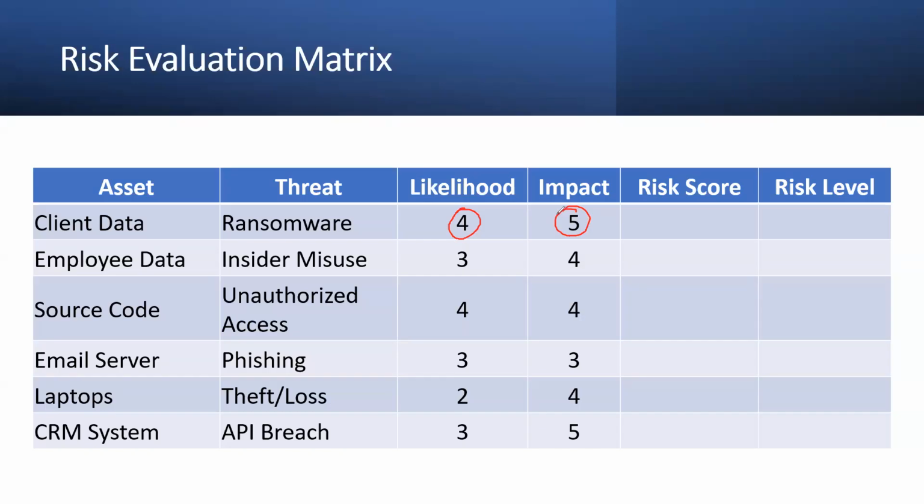What will happen if the client data is exposed? There is a high chance that my reputation will be impacted. There will be a legal issue. There will be severe financial penalties as well. I don't want to go in that direction, so let's fix this problem as soon as possible. What score am I getting? How to calculate the risk? Likelihood times impact, 4 times 5. So I'm getting 20. What will my risk level be? It will be critical.